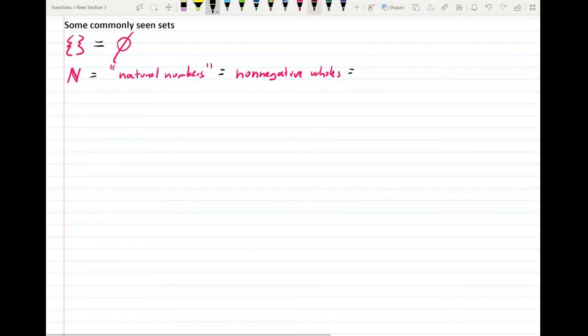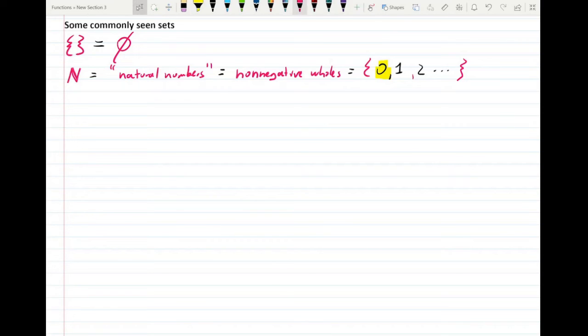So 0, 1, 2, and so on. Now, I should note that this symbol means slightly different things depending on what context you're seeing it in. Some people, when they write this symbol, are talking about a set that doesn't have 0 in it. I've always interpreted it to mean the set that does have 0 in it, but it's always nice to confirm whenever you see it in a new context which one is being talked about, because it varies from place to place.